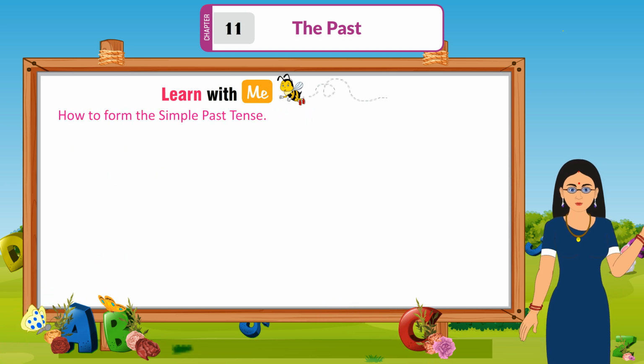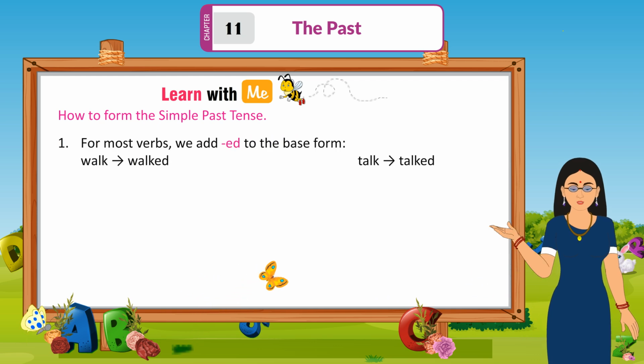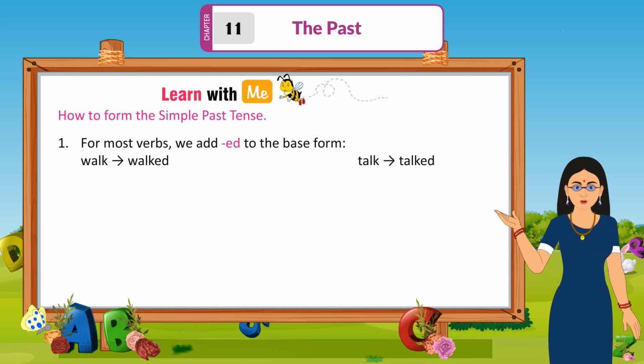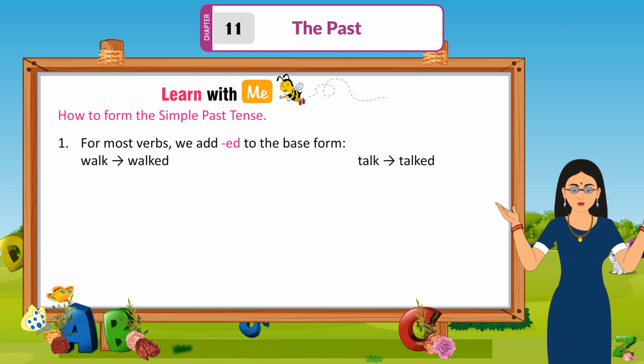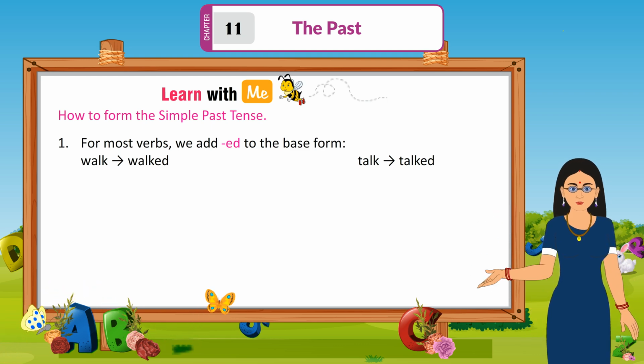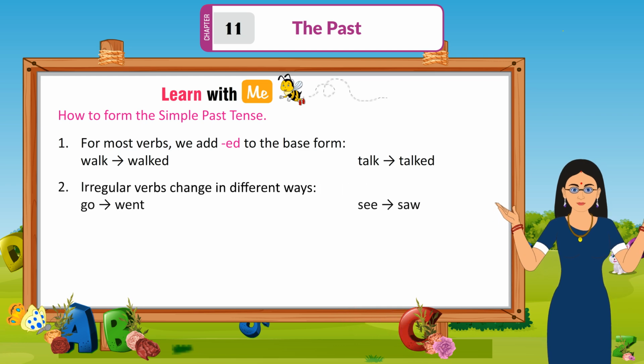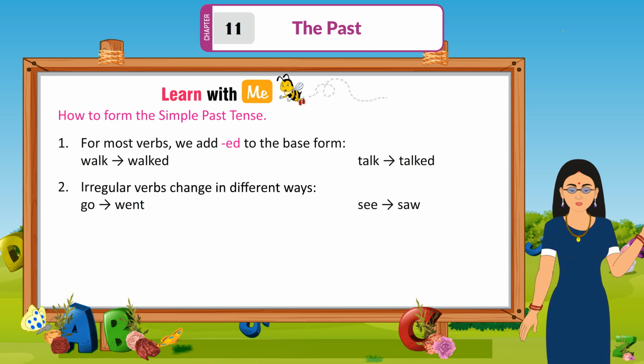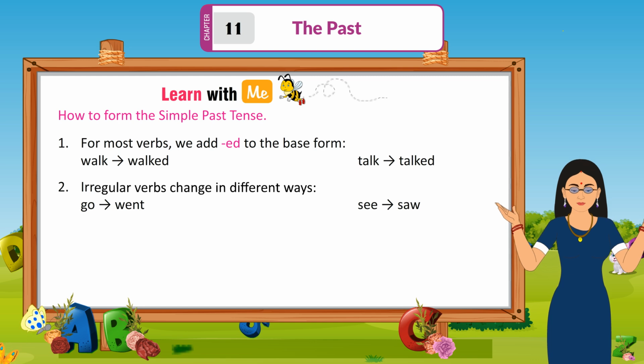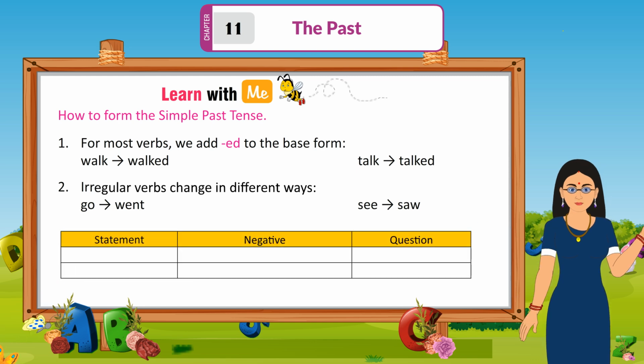How to form the simple past tense? 1. For most verbs, we add -ed to the base form. Walk, walked. Talk, talked. 2. Irregular verbs change in different ways. Go, went. See, saw.